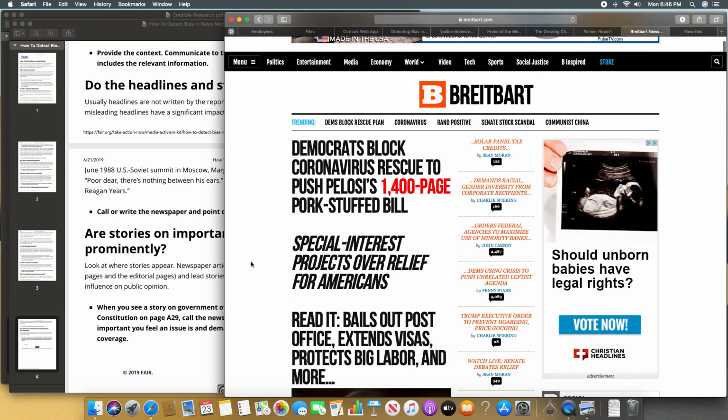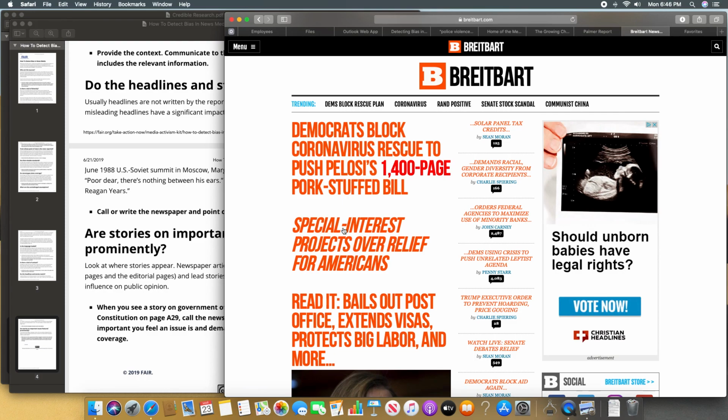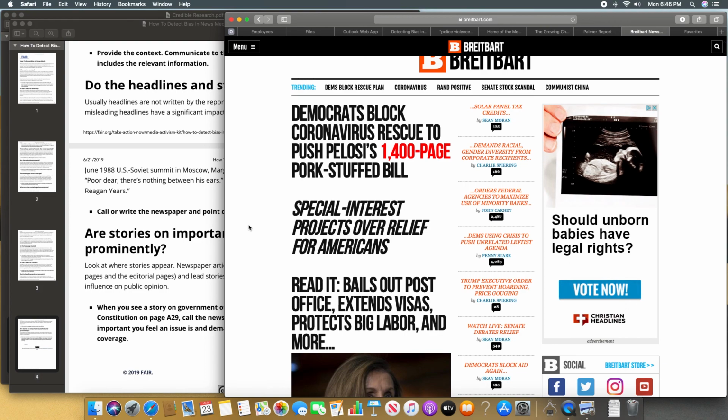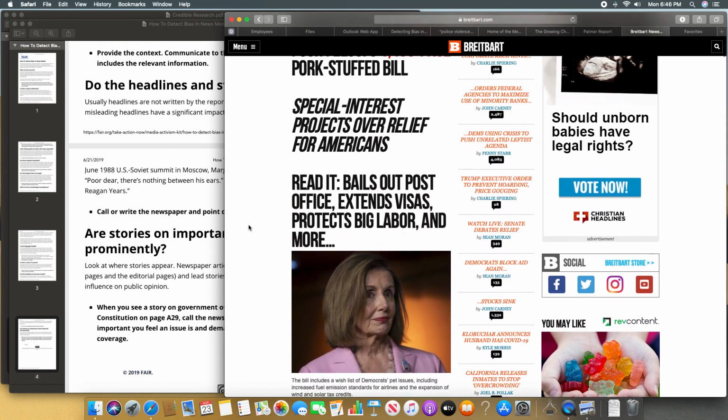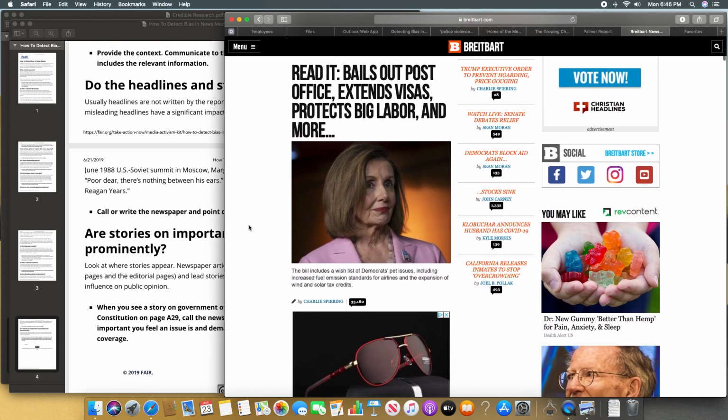There's no image, and I can already tell you that this one right here is going to be baloney, right? "Democrats block coronavirus rescue to push Pelosi's 1,400-page pork-stuffed bill. Special interest projects over relief for Americans." Okay, yeah, all right. Look at all of the ads as well.